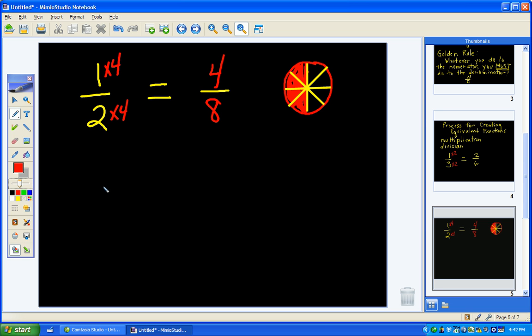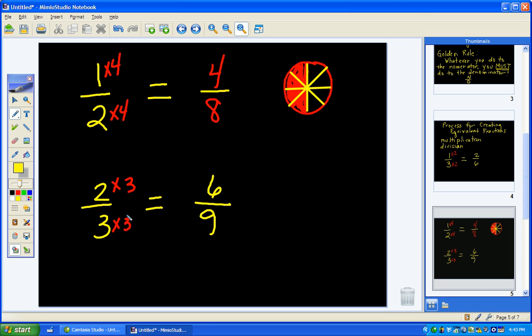Try this one by yourself. I want you to multiply this by 3 to get an equivalent fraction. Go ahead and pause me, try it, and then start me back. When you multiply by 3, 2 times 3 is 6. 3 times 3 is 9. So 2/3 is equivalent to 6/9.